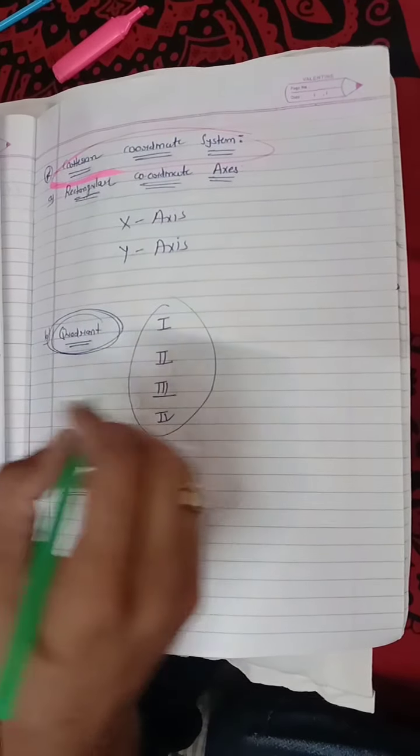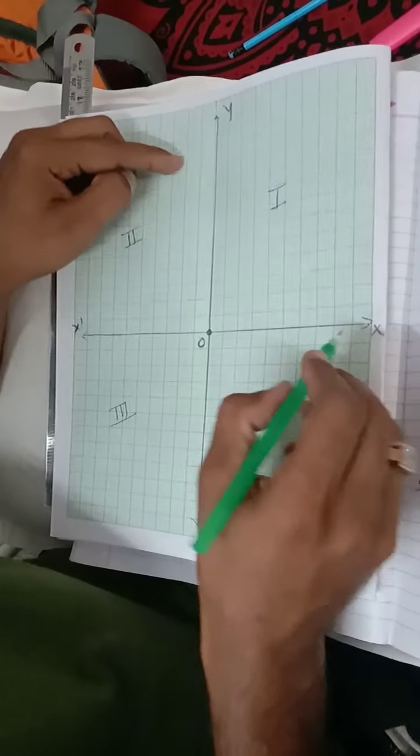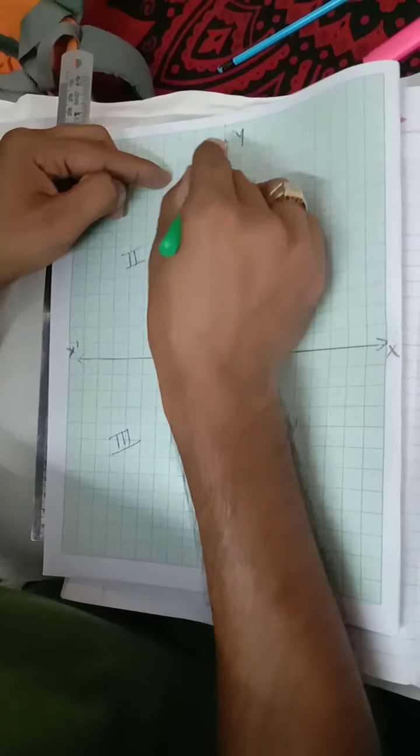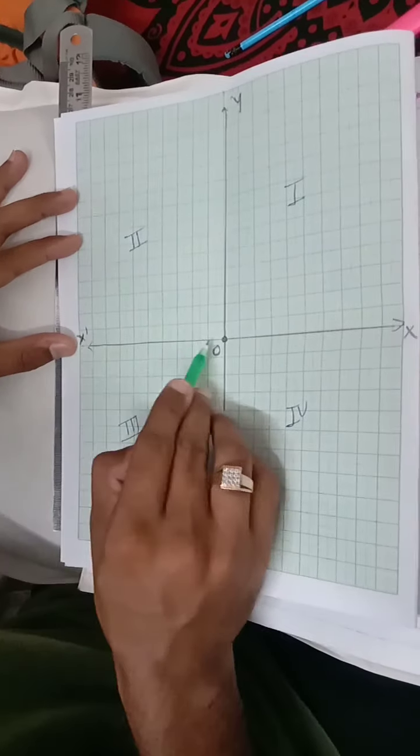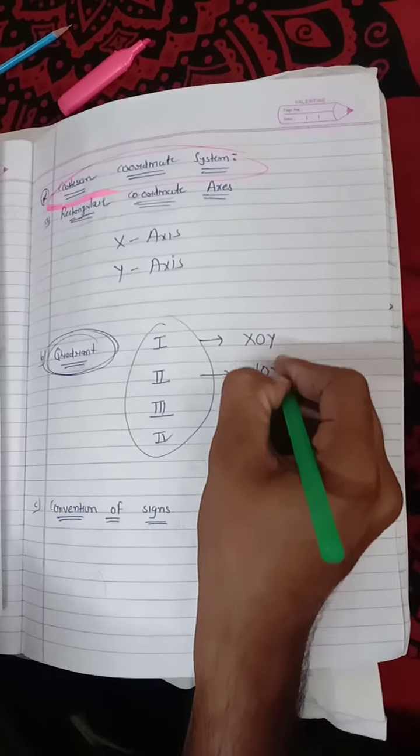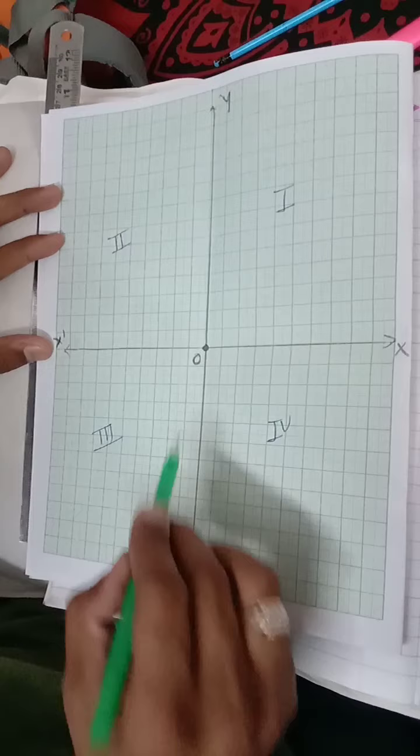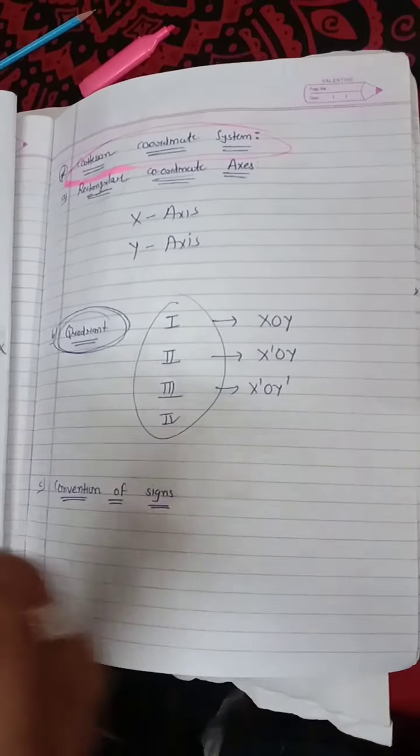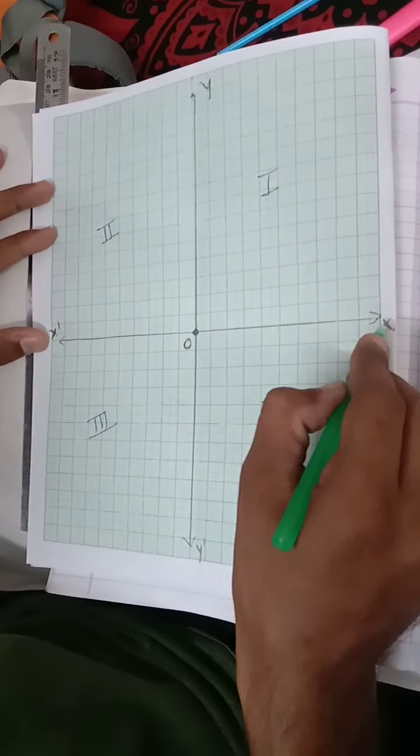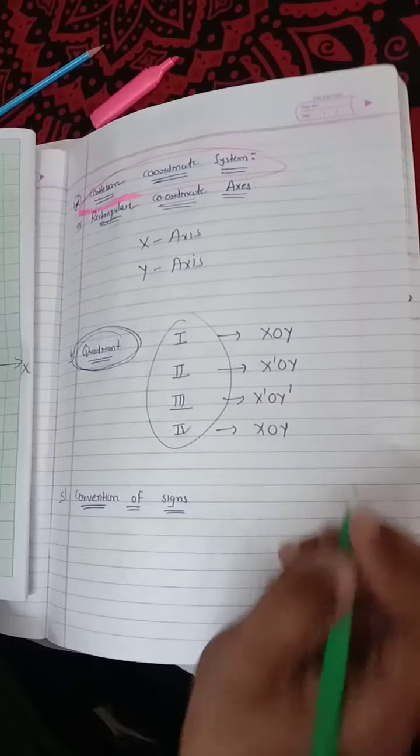Four quadrants are there. First quadrant means x, o, y. Second quadrant means x dash, o, y. Third quadrant is x dash, o, y dash. And your fourth quadrant is x, o, y dash.